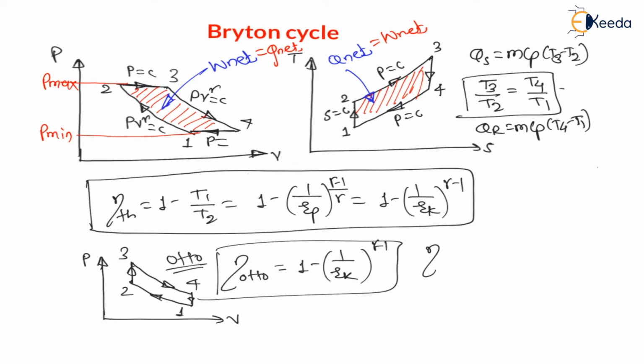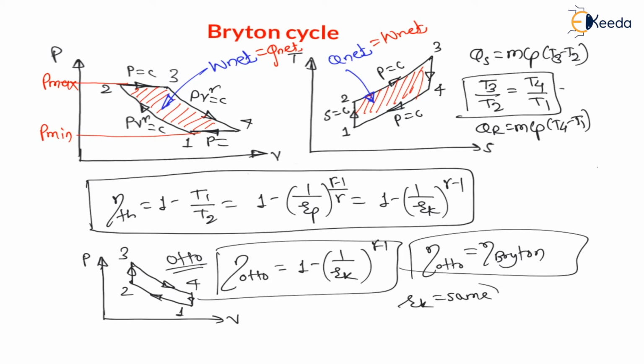Therefore, we can say efficiency of Otto cycle is equal to efficiency of Brayton cycle in terms of compression ratio. If compression ratio is same, if Rk is same, then efficiency of Brayton cycle becomes equal to efficiency of Otto cycle. Now, my dear students, generally engines are specified with the help of compression ratio, that is V1 divided by V2.